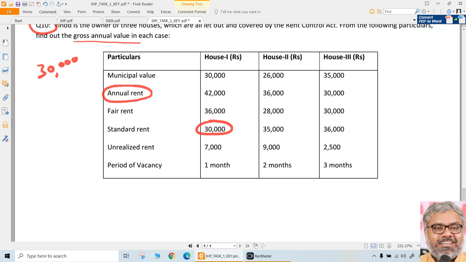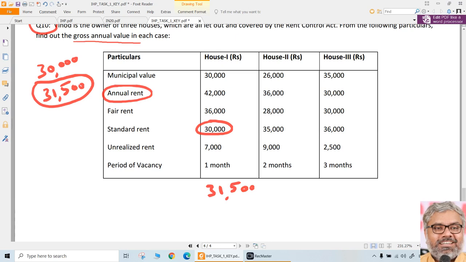Then we have actual rent received or receivable. Annual rent is 42,000. Not actual rent, annual rent. And annual rent is 42,000 and there is a period of vacancy of 1 month. Means how much would be the actual rent for 11 months? It will be 38,500 only. But there is an unrealized rent of 7,000, which means 31,500 is the actual rent received or receivable. And naturally, because this is higher, actual rent received or receivable itself will become gross annual value. So the answer is 31,500. That's it. That is house 1.